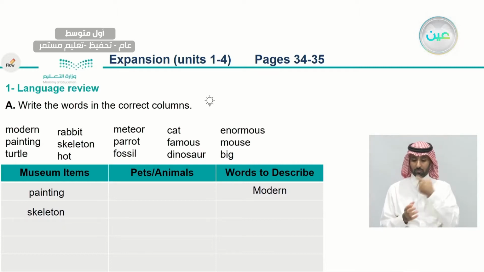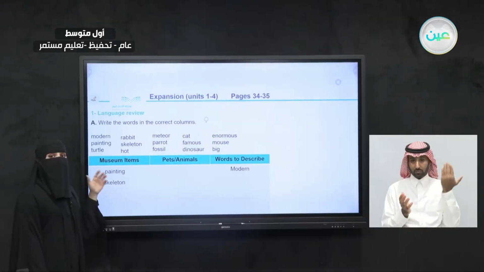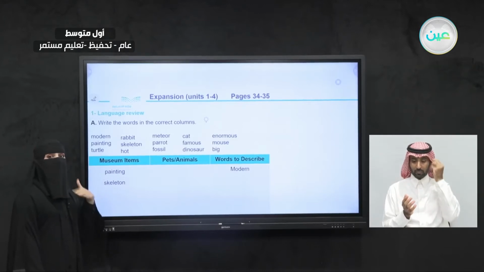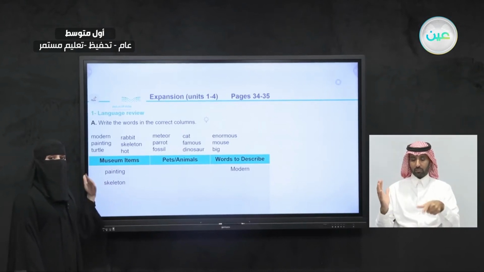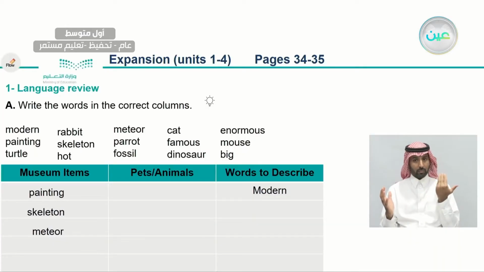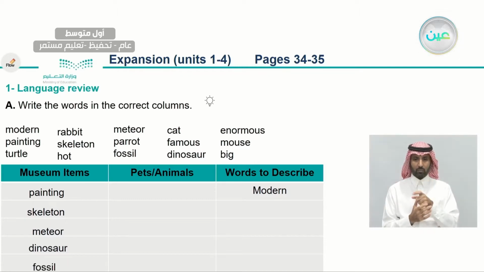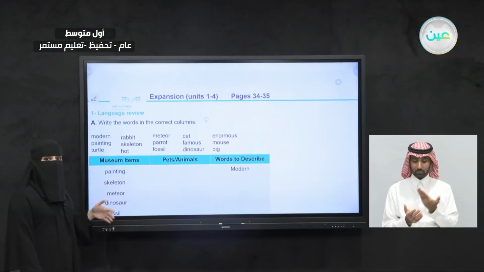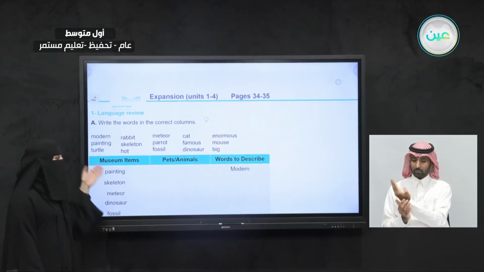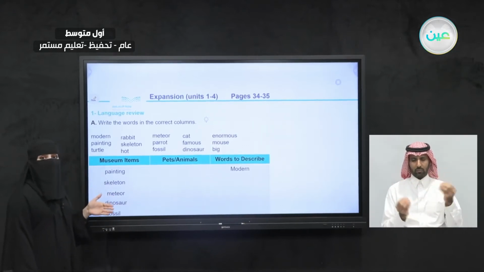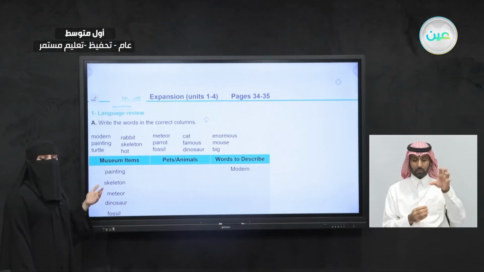Do you remember in the previous lesson when we took a tour in a museum? Remember the items that we were mentioning? Meteor. Good job. What else? Dinosaur. Good one. What else? Fossil. Okay. So all of those items were mentioned in a museum. This is to refresh our memory and also look how many words we have been learning and how many items we know related to museum.